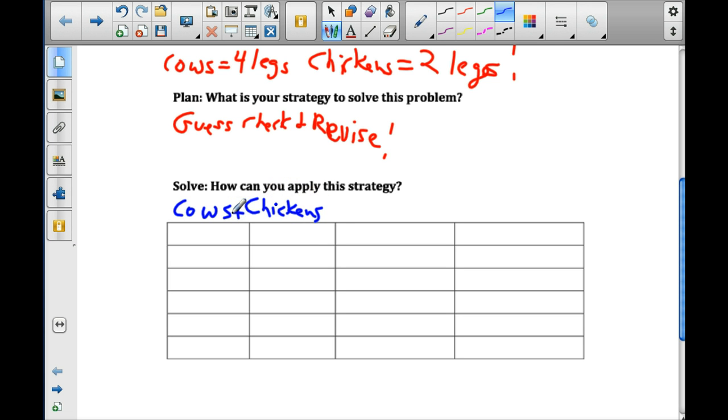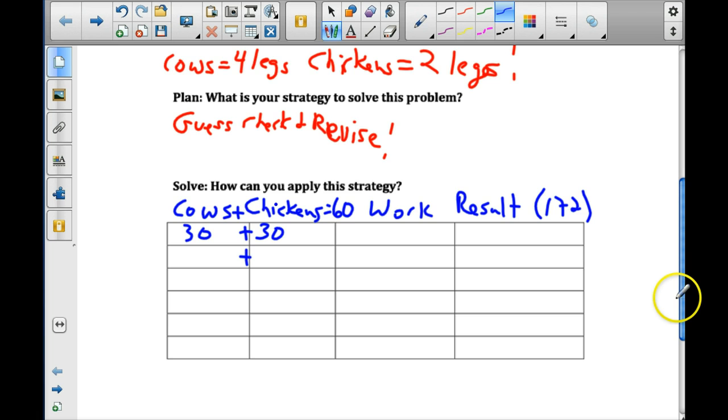Cows plus chickens have to add up to 60. You can't just choose any 2 numbers. Think about what Ciraldi guessed last time. What does the smart kid guess right off the bat? 30 and 30. Everybody choose 30 cows and 30 chickens. And here's our work. Our result has to be 172 legs. We got to get 172 over there.